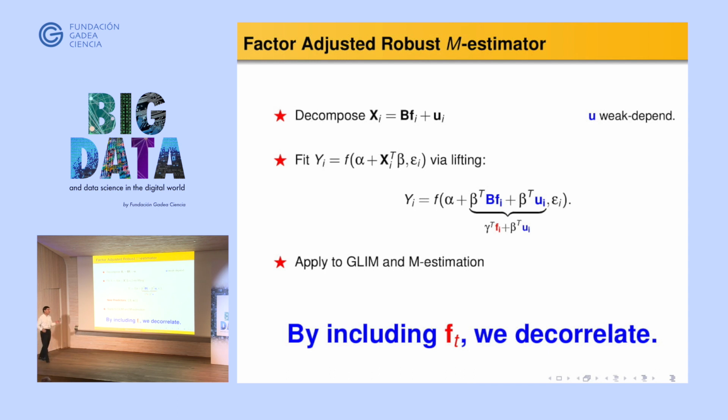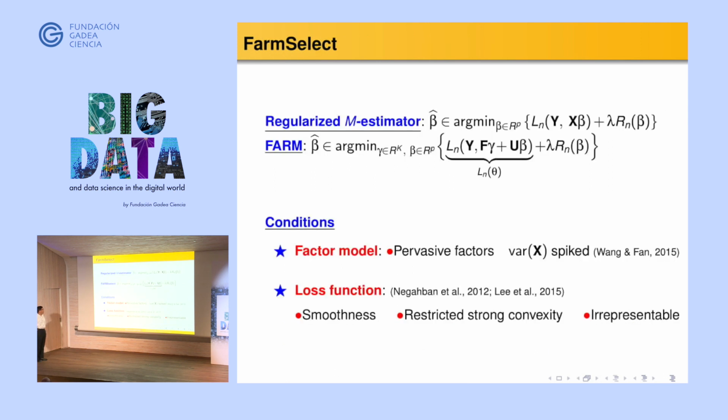No more, no less. This is exactly you are selecting the variables, right? So this is a regularized estimator. This is the general loss function, a linear combination, y, and this would be the regularization. This is the regularized M-estimation. So in our FarmSelect framework, we decompose X into a latent factor plus an idiosyncratic part, right?